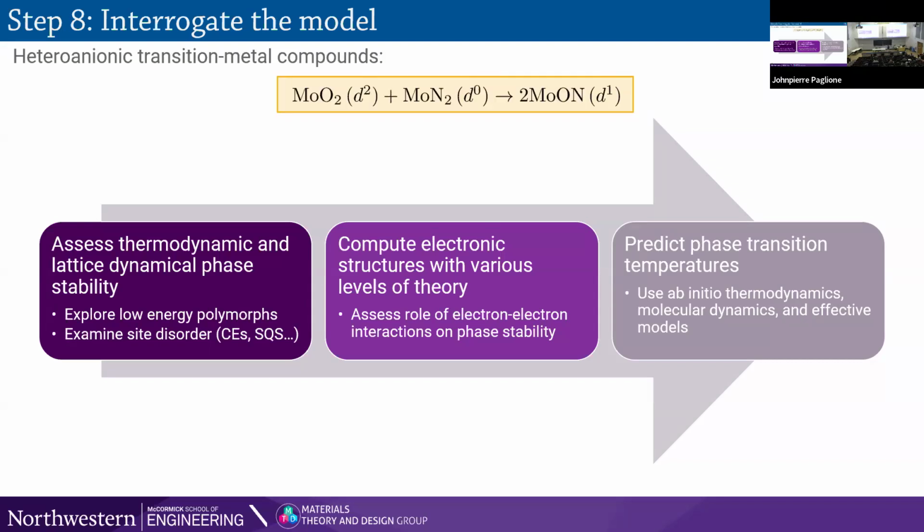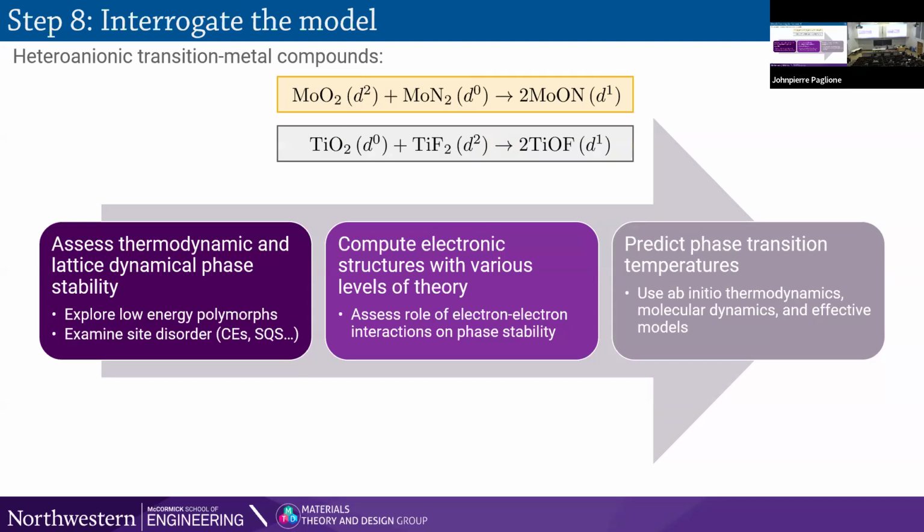The two examples I want to give you of how we, again, thought of these designs was we can take molybdenum dioxide, which is D2, mix it with molybdenum nitride, which is D0, and make this structure, molybdenum oxynitride, which is D1. Okay. The other version of this is to take titanium dioxide, a common insulator, semiconductor, and mix it with titanium difluoride, which is going from D0 to D1, and then we make titanium oxyfluoride. So these are two mixed anion compounds which have the nominal D1 electron configuration and adopt the rutile structure.